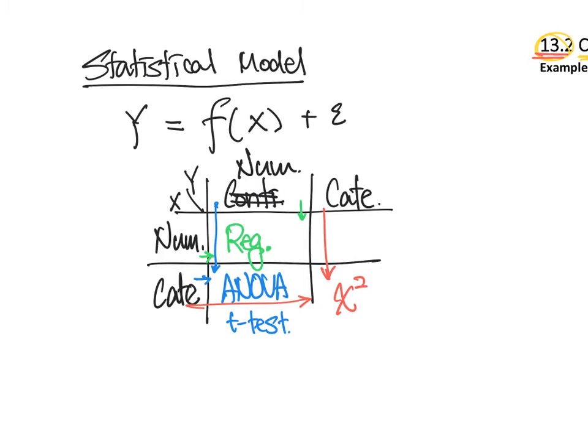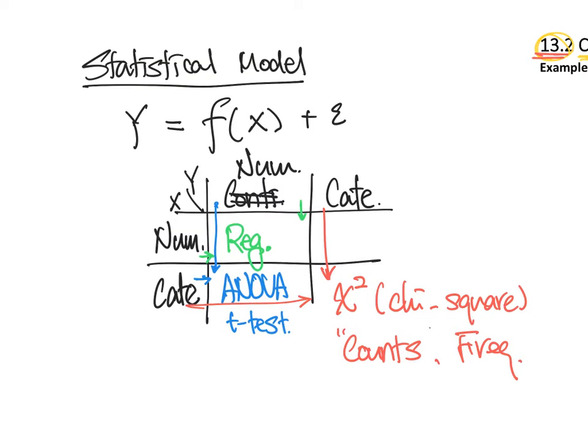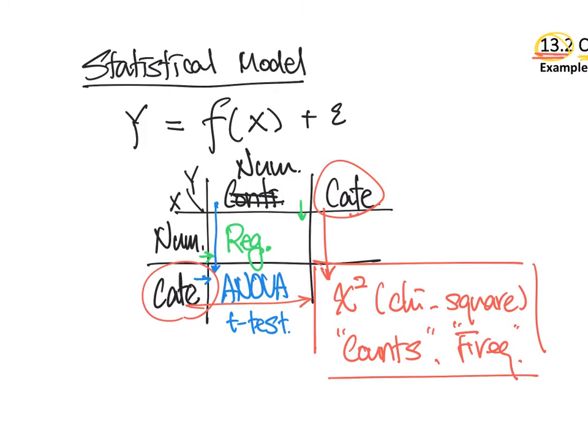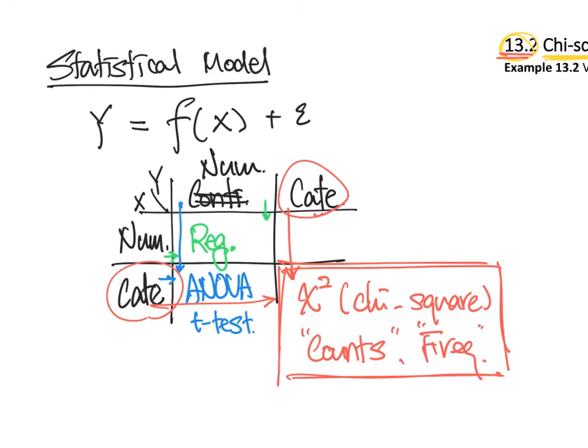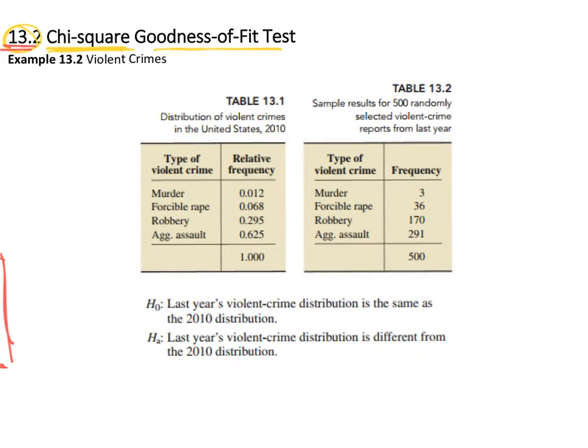But now in chapter 13, it is the chi-square, that is categorical and categorical. That means we are going to use the counts or the frequencies. So based on the counts of frequencies, we can do the test. It is the categorical and categorical case, so that will be the chi-square test. Okay, it's good. So let me go back to here.